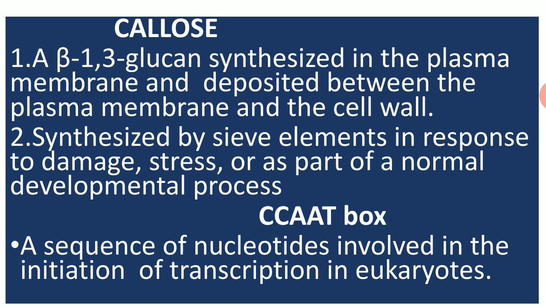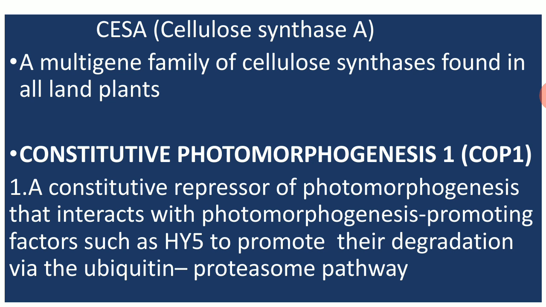Callose, a beta-1,3 glucan synthesized in the plasma membrane and deposited between the plasma membrane and the cell wall. Callose is synthesized by sieve elements in response to damage, stress, or as part of the normal development process. CCAAT box, a sequence of nucleotides involved in the initiation of transcription in eukaryotes. CESA, cellulose synthase A, multigene family of cellulose synthase found in all land plants.